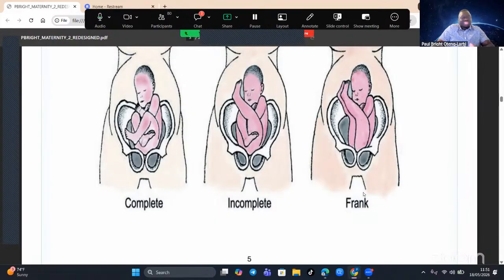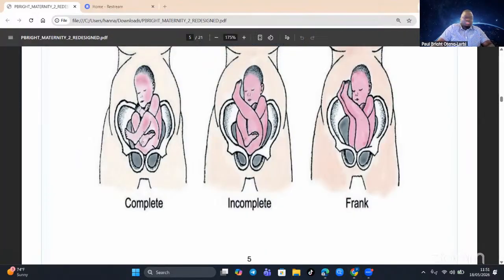Okay. Then we have the frank. How do we know the difference? Look at this leg and the buttock. Yes, this baby has aligned itself horizontally with what? The linear or the midline of the woman. So it is a horizontal presentation. Now, which body part entered the pelvis first? We saw the buttocks here and both of these two legs. So we say what? Complete breech.